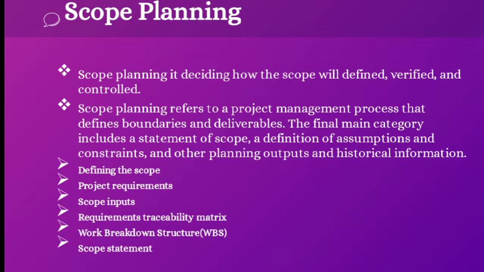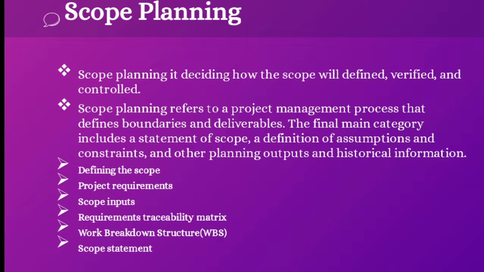Under scope planning, we will show defining the scope. Next are project requirements, scope inputs, requirements traceability matrix, work breakdown structure or the WBS, and the scope statement. It explains that scope planning establishes control factors that can be used to address elements that result in changes during the life cycle of the project.